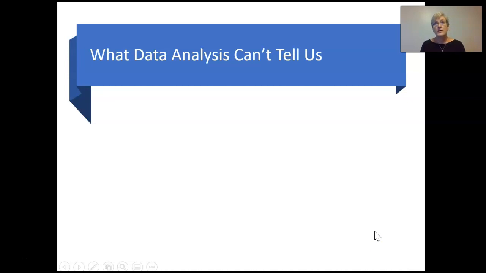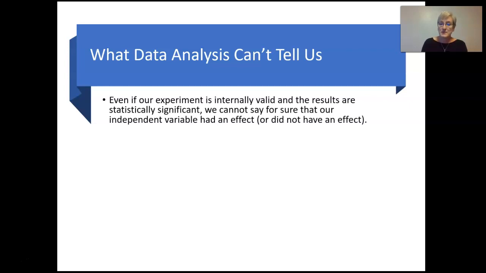Now, one way of thinking about this is, what can data analysis tell us? Well, there are a lot of things that it can tell us, but there are a lot of things it can't. And I actually think it's more instructive to remind yourself repeatedly of what data analysis can't do. So if our experiment has good internal validity, the results are significant, and they confirm our hypotheses, can you 100% say that you've proven the independent variable had an effect or didn't have an effect? No, you can't.